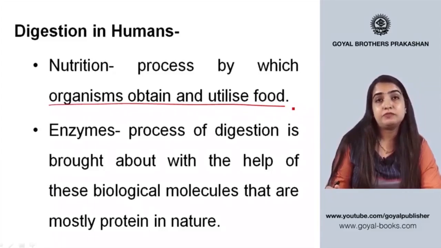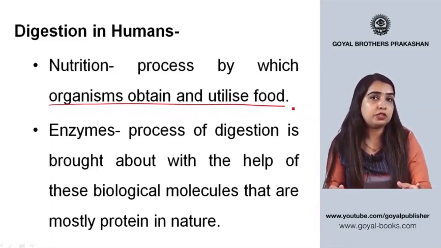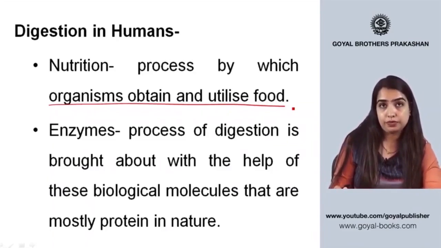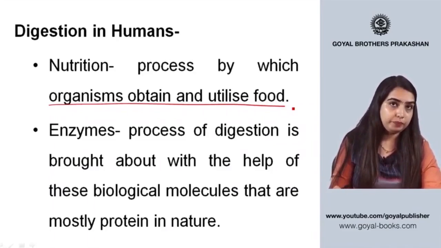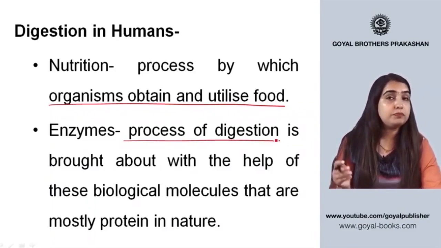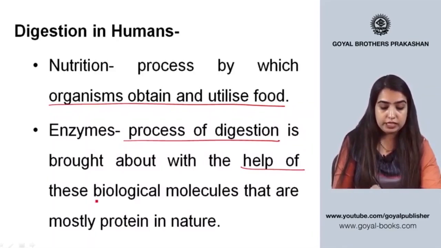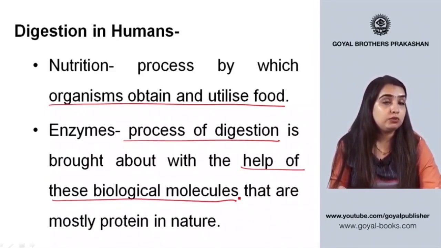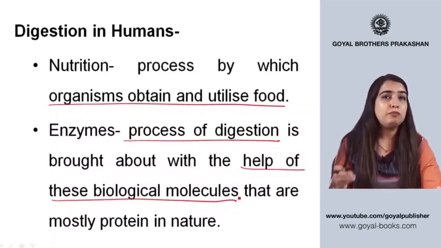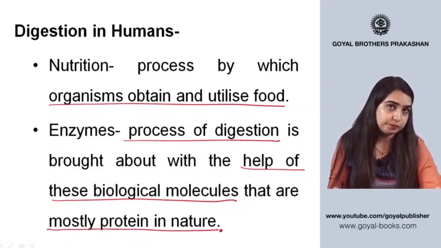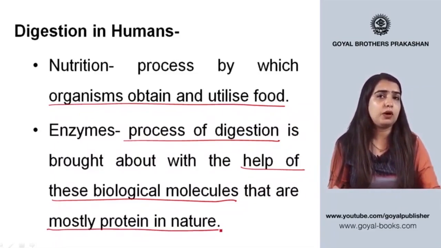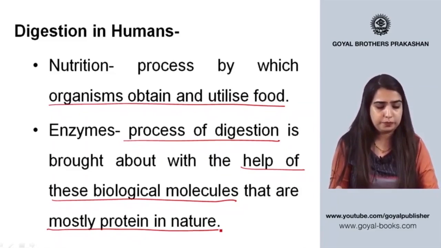The second aspect that we've been talking about in digestion is enzymes. We've been saying that this particular enzyme works on this particular compound and does this. But what are enzymes in nature? What do we mean by them? Well, the process of digestion is brought about with the help of these biological molecules. So enzymes are helpful biological molecules which help in digestion, and they're mostly protein in nature. There are various enzymes which are RNAs. We essentially talk about the ones that are mostly protein in nature.